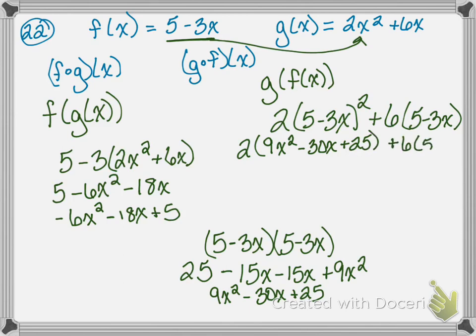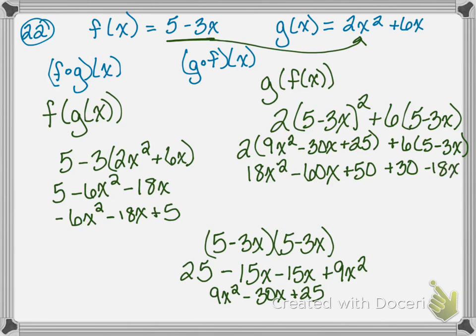Now, during my next step, I'm going to distribute. 2 times 9x squared is 18x squared. 2 times negative 30x is negative 60x. 2 times 25 is going to be 50. Now I'm distributing a 6. 6 times 5 is 30. 6 times negative 3x is negative 18x.